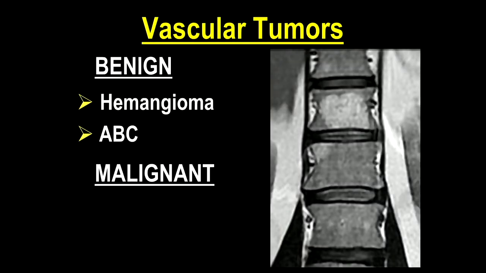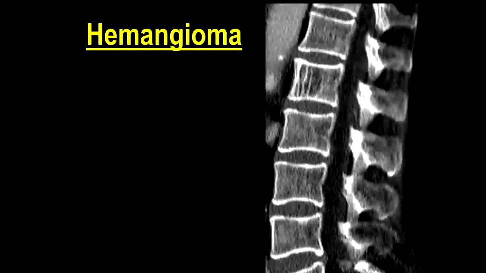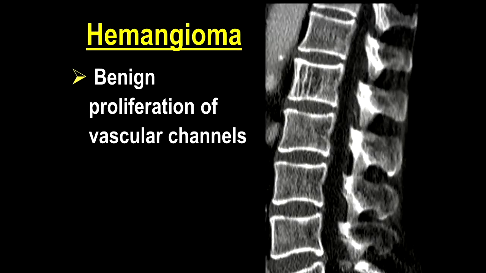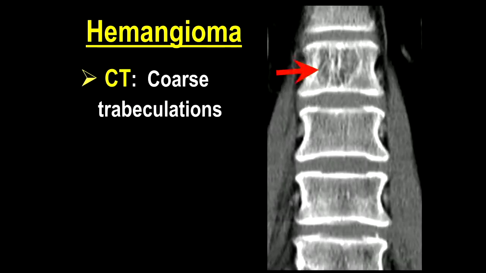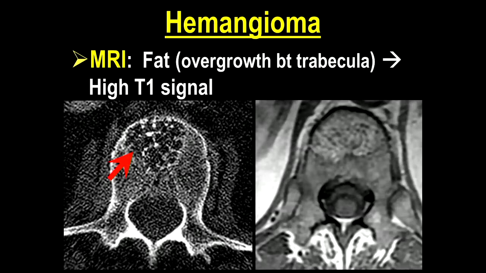Moving on to vascular tumors, let's talk briefly about benign and malignant vascular lesions. Of course, we commonly encounter hemangiomas in the spine, commonly defined as benign proliferation of vascular channels. Both on radiography and on CT, we look for the presence of coarse tuberculations. These coarse tuberculations on CT are interspersed by the presence of fat, and the fatty overgrowth between those tuberculi results in high T1 signal intensity on MRI.